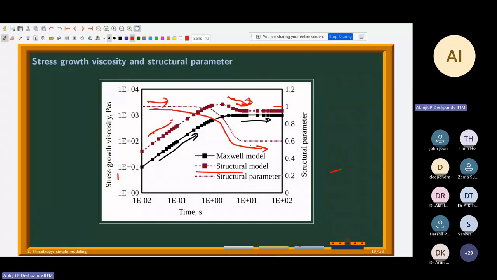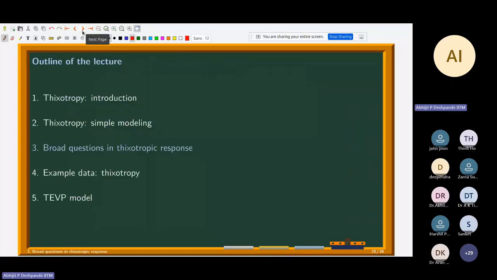As you can see, when the structural parameter is decreasing, leading to breakdown of the material, the viscosity of the material also decreases. So the Maxwell model alone will show only an increase and becoming constant, but the thixotropic Maxwell model will show this increase and decrease in viscosity. So this is one simple example of what the thixotropic response is of a material.